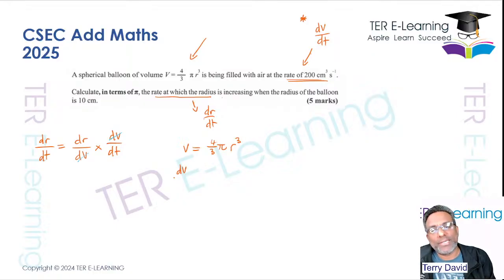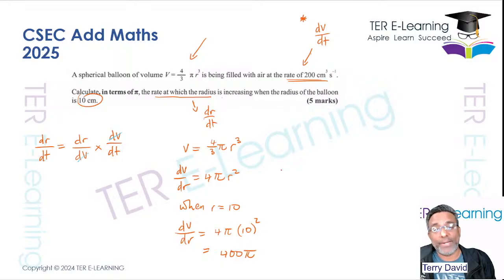So I would work out dV/dr. dV/dr will be 4 pi r squared. And we know that r, in the question, it told you that r is 10. So you're going to say when r is equal to 10, your dV/dr is equal to 4 multiplied by pi multiplied by 10 squared. So 10 squared is 100, 100 by 4. So this is 400 pi. They want the answer in terms of pi. So we're just going to leave it as that.